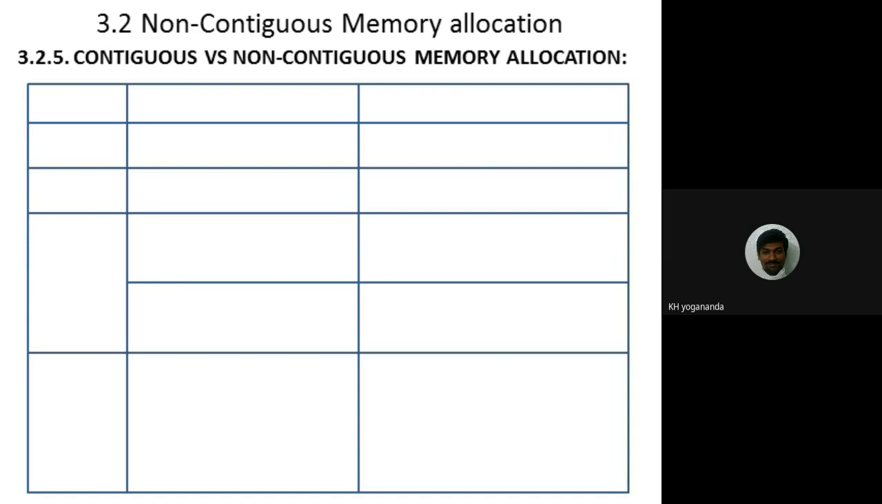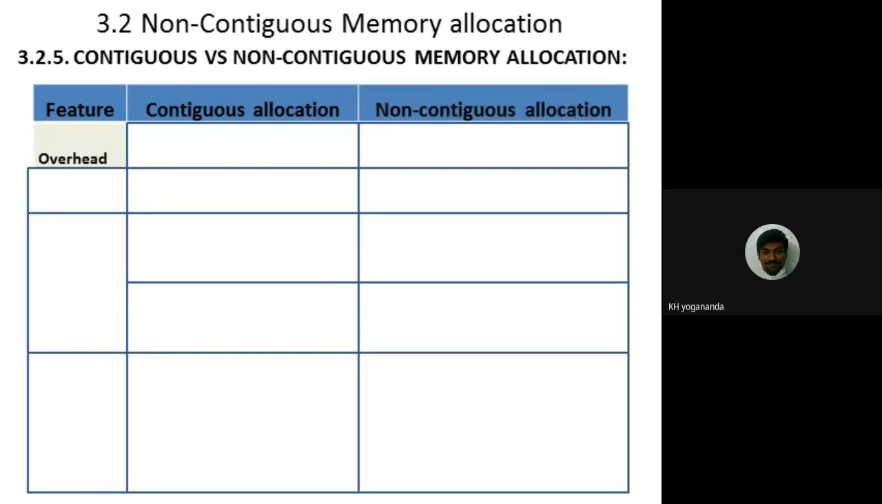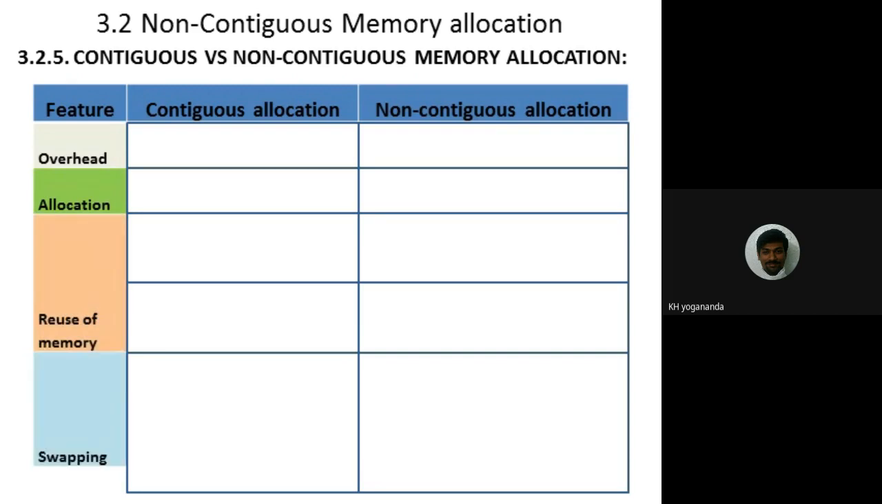Now, the comparison between contiguous and non-contiguous memory allocation. We are going to compare 4 points in contiguous and non-contiguous memory allocation. We'll name it as features. There are 4 features, and we are comparing contiguous allocation and non-contiguous allocation. What are the features? One is overhead, another is allocation, another is reuse of memory, and the fourth is swapping. We came across reuse of memory just now, and allocation is the main concept, and overhead we'll see shortly, and swapping we already learned in the first class, that is swapping out and swapping in.